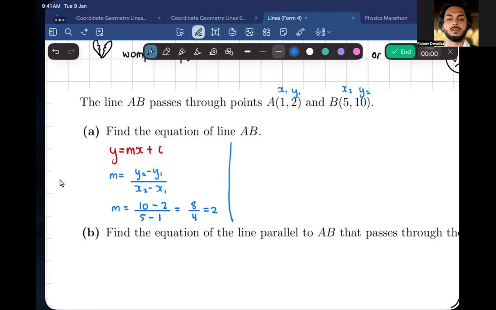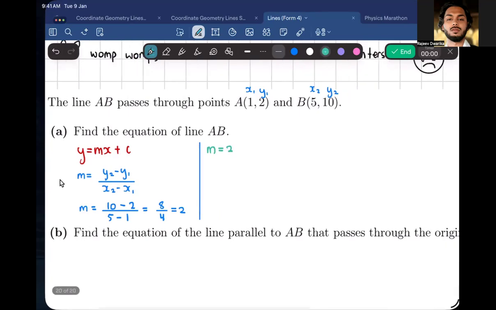Cool. So we found one part of the line, which is the gradient. Gradient is 2. What aspect of the line do I need to find next? No, find C. C. Find for C. Yeah. Right. So how are we going to find C?